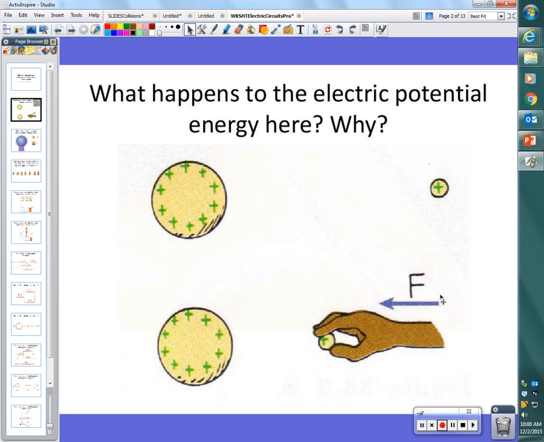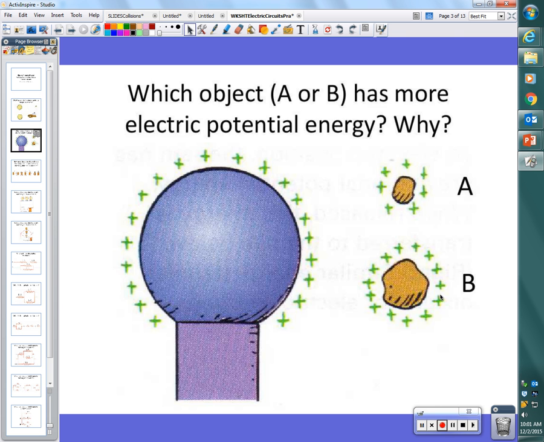Work has to be done, right? This is an increase in energy. The only way energy increases is if work is done. What's one of the things that we need in order to do work? A force, right? And that's why that force is there. That force is showing that work is being done in order to increase the electric potential energy. Good? Okay.